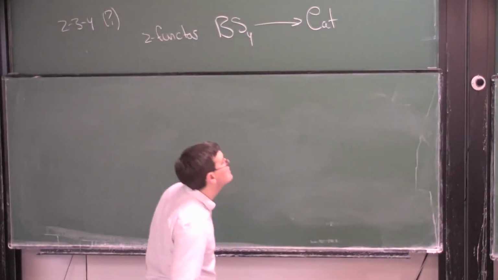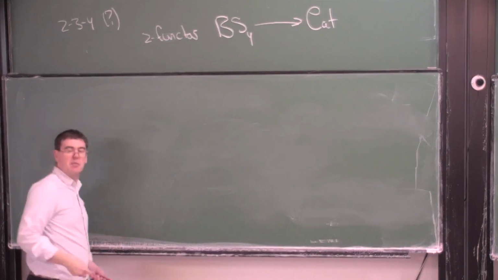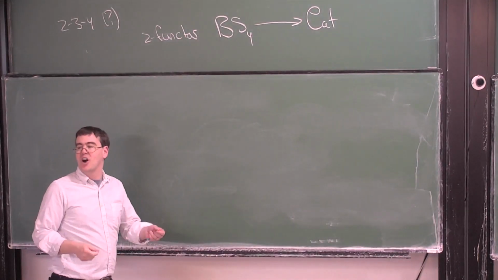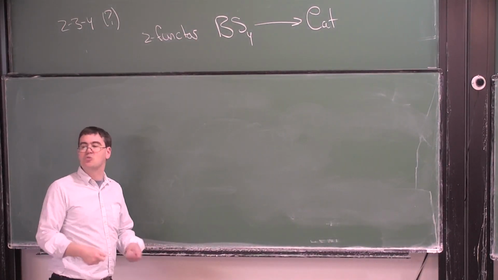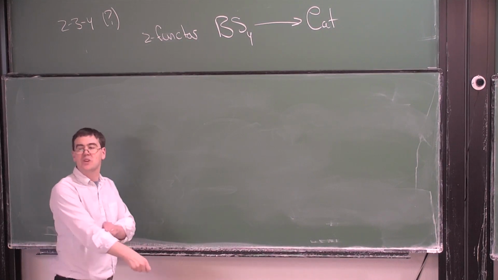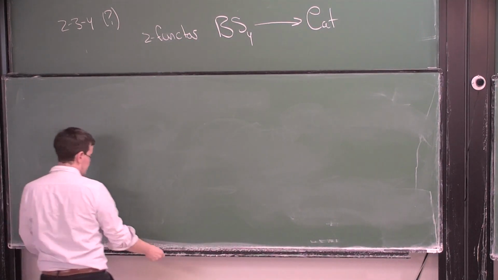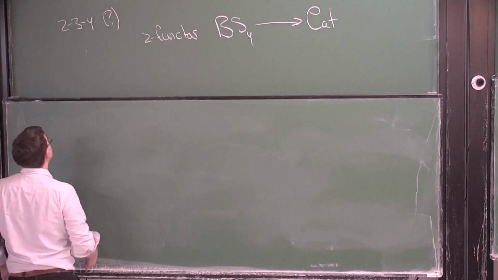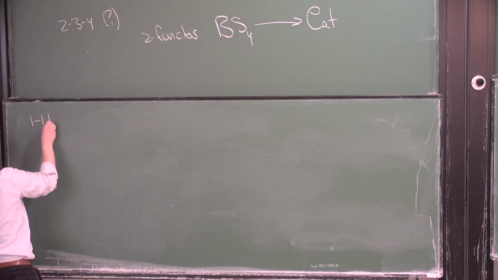Also notice that the empty set is a perfectly good object. It's a perfectly good bordered sutured manifold because it has no components, so you can get away with having no R minus. So then we have one morphisms.